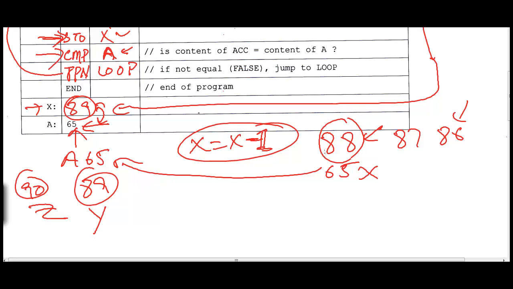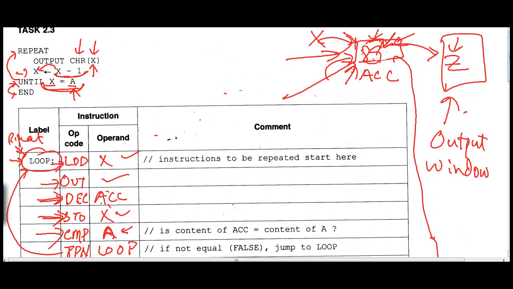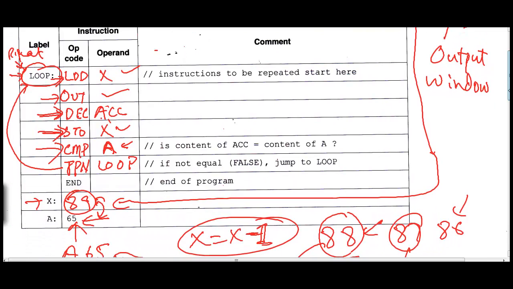And when X becomes equal to 88, X is going to be printed. When X equals 87, capital W is going to be printed. So what this piece of code is doing is, it is going to print the uppercase alphabet in the reverse order: Z, Y, X, W, and so on, all the way till A. So that is what this code is doing.